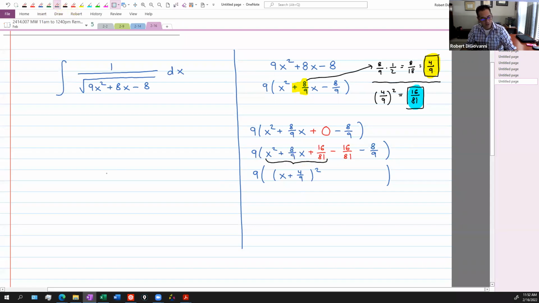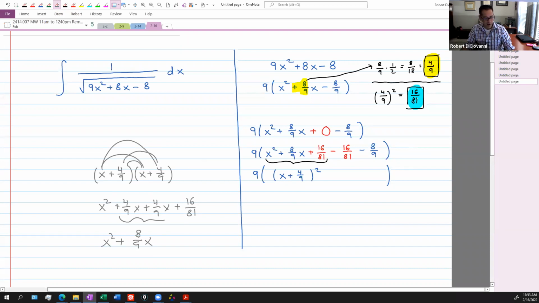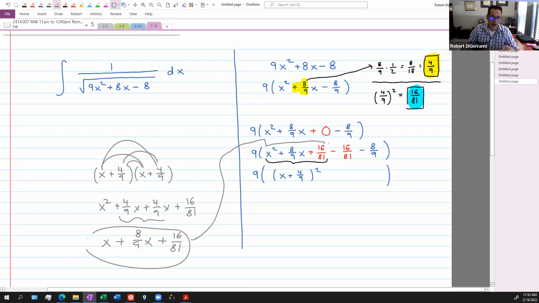If you don't believe that, just do it on the side here. X + 4/9, square it, so multiply it times itself. If you do this, you'll get x squared, you'll get 4/9x, you'll get 4/9x, you'll get 16/81, and then these two together will become 8/9x, and then you'll have that x squared out front, and you'll have the 16/81, and that in fact is those 3. So you don't need to verify that. I'm just trying to prove to you, yes, it will work.